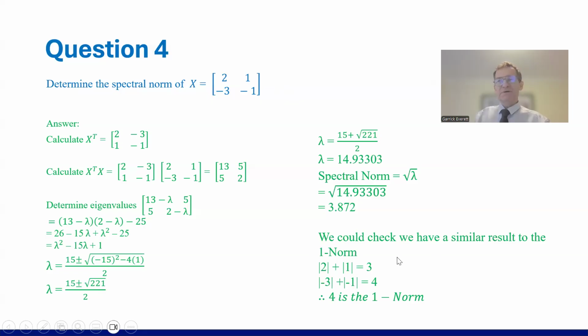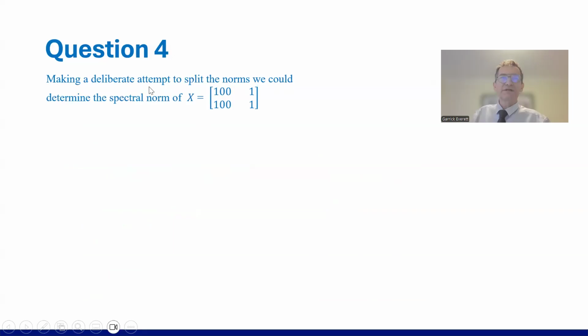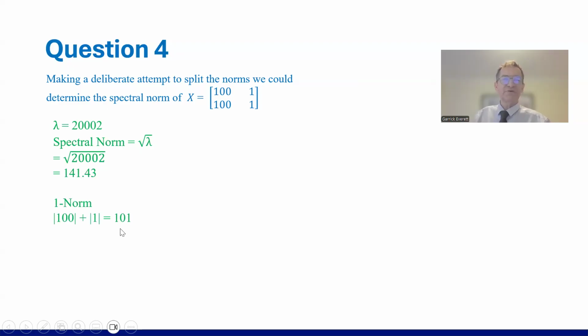Now, saying this is similar, what I then did was another check, just so you're aware. Let's make a deliberate attempt to split the norms. So we're going to try and find the one norm and the spectral norm. I'm not going to go through the steps here for this one. I'm just going to tell you what it is. So lambda in this instance is 20002. The spectral norm is that, which is 141.443. If we add these up across, the one norm is just going to be 101.